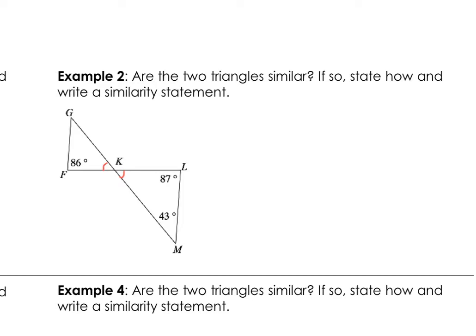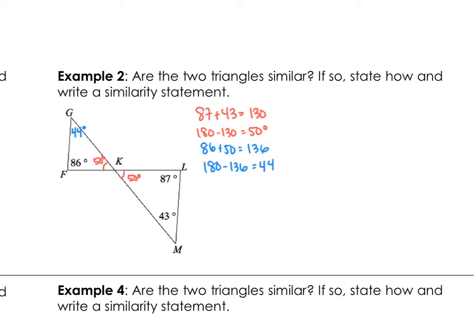So here I'm going to add 87 plus 43, which is 130, and then I'm going to do 180 minus 130, which is 50 degrees. So this angle right here is 50 degrees, and like I said, since these are vertical, I know that that's 50 degrees, and then I'm going to do the same thing. I'm going to add 86 plus 50, which is 136, and I'm going to subtract from 180, and that's going to give us angle G. So 180 minus 136 is 44 degrees.